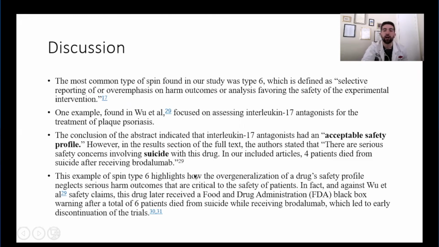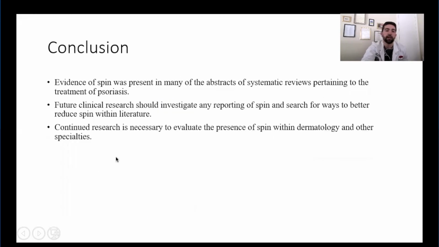This really highlights how it's very important for authors to appropriately report any adverse outcomes in the abstract, given that practitioners prescribing this drug would be reading the abstract. In conclusion, spin was present in many of these abstracts. Future research should investigate any reporting and search for ways to better reduce spin within the literature.